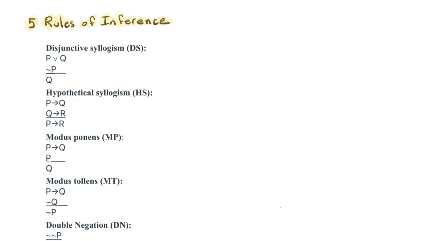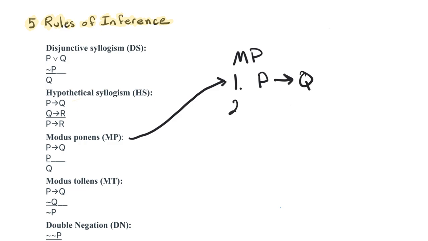Another valid argument form is called the modus ponens, abbreviated by MP. Since it's a valid form, it becomes one of our rules of inference. So let's explain how it works.